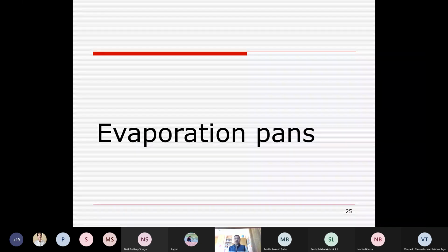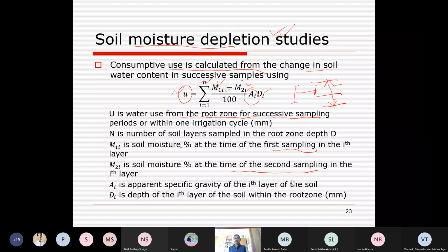Any query if you have? Anybody? You need to speak so that I can get information whether I am connected. Yogesh? Yeah, no query, sir. Okay, no query. And let us move next.